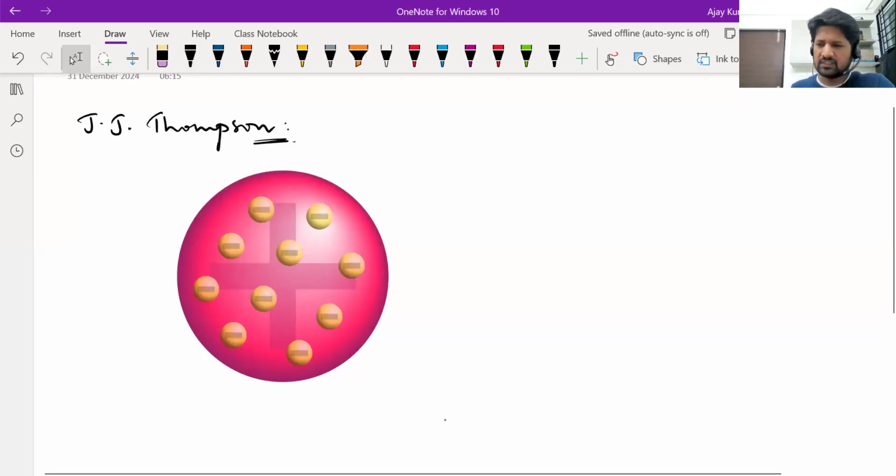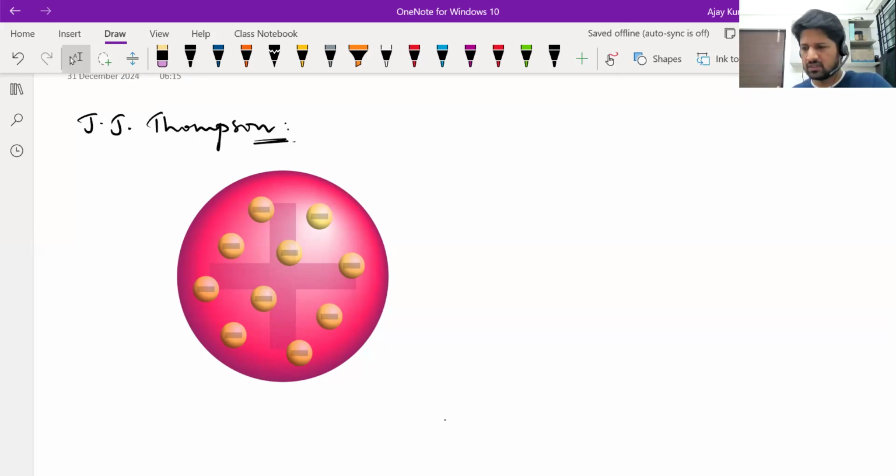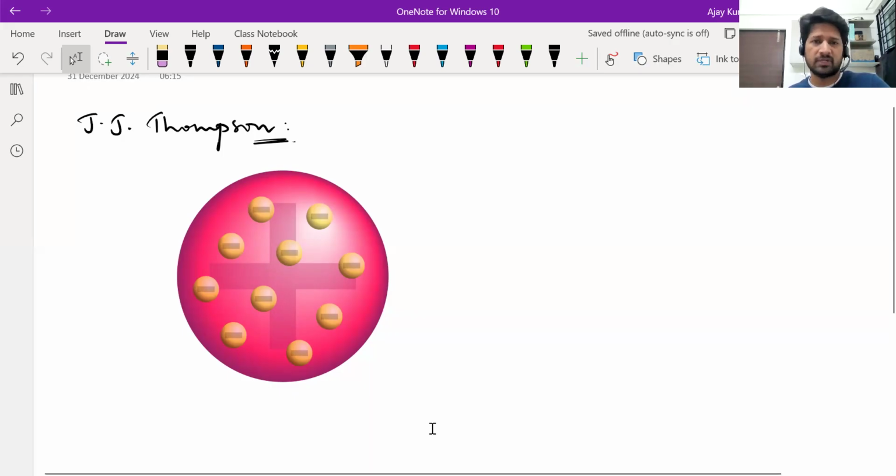But there is a fundamental flaw with this. Why do the positive and negative charges stay like that? Positive and negative should combine, they should become neutral. And it was also found that atoms emit radiation. And this model could not explain why atoms emitted radiation and such things. So basically, this is a failed model.